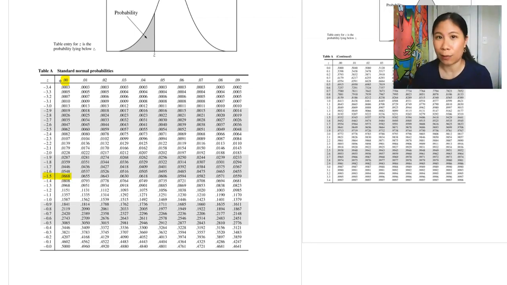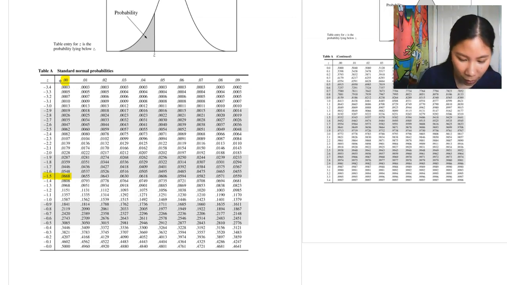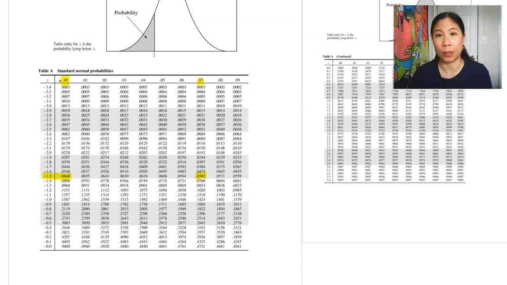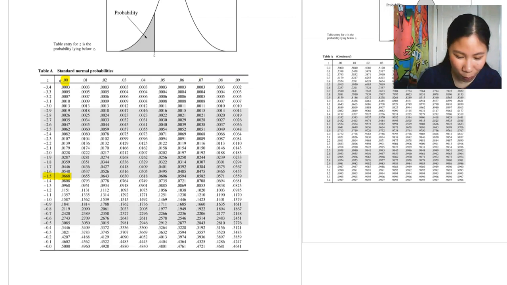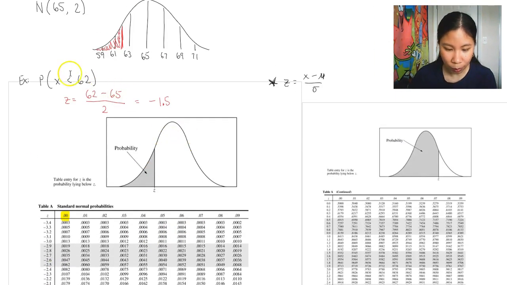If we had, say, negative 1.57, then we would go all the way to the right until we have a second decimal place of 7, and that would be our percent there. But we are not looking at that one. So with a z-score of negative 1.5, the proportion that we're going to be looking at is 0.0668.